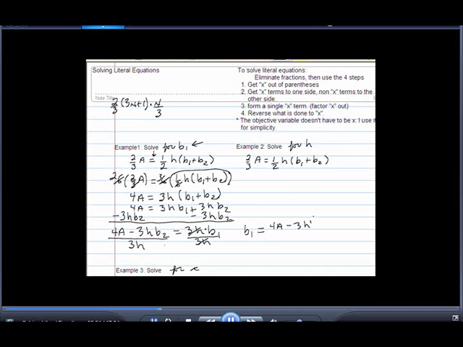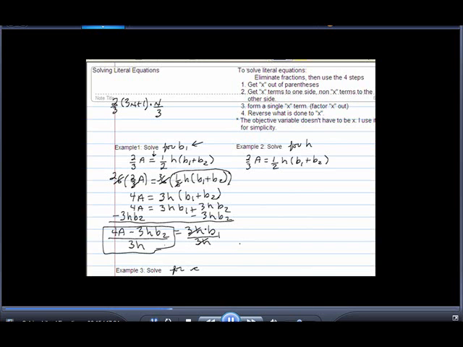Uh-oh, I'm getting in the way of my other problem here. Let me put this down below because I don't want to get in the way of example 2. So I end up with, well, I'll just do it this way. I'll just box this answer. Since I can't simplify that answer by canceling, I'll just say that b1 is equal to 4a minus 3h b2 all over 3h.